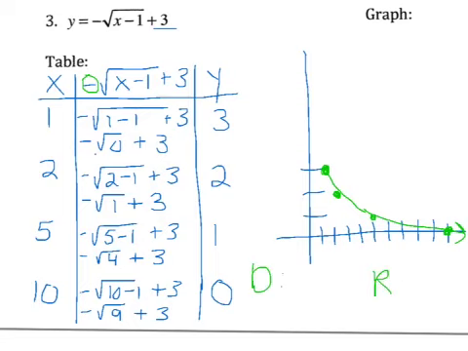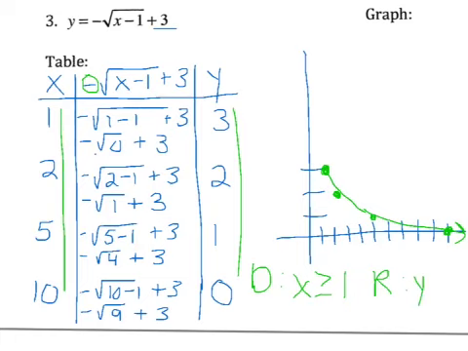Let's do the domain and the range of this graph. So for my x values, they start at 1 and go up. So we have x is greater than or equal to 1. My y values start at 3 and they go down. So y is less than or equal to 3.